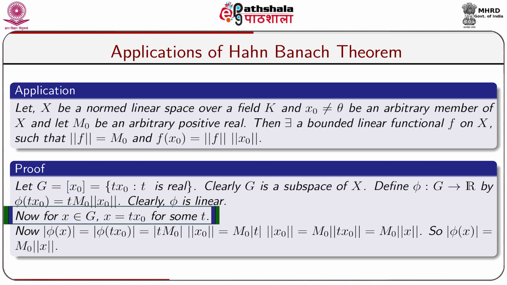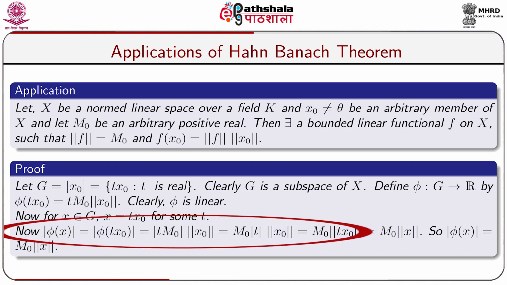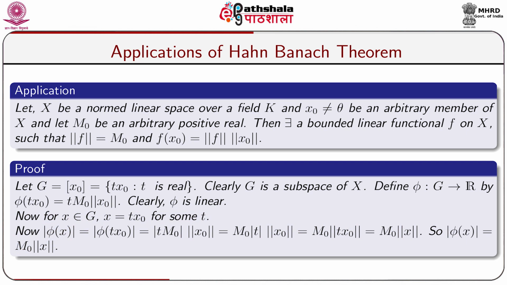Now, for x belongs to G, we can take x is equal to t x naught for some t, because by the construction, G is a subspace spanned by x naught. So, that is why we can take x is equal to t x naught for some real t. Now, modulus of phi x is equal to modulus of phi of t x naught, because x is taken from G and x is equal to t x naught.